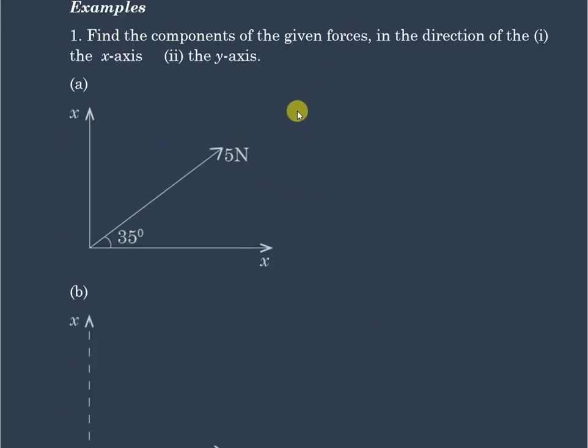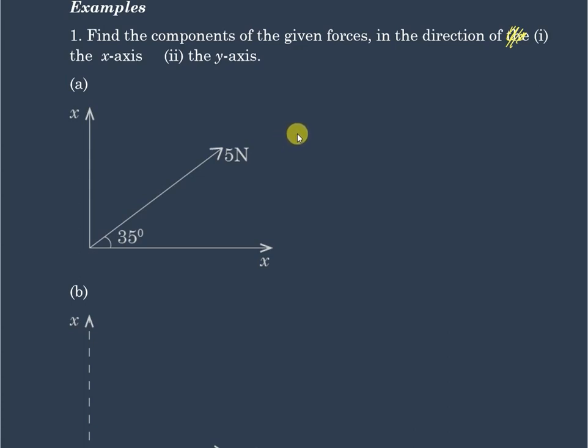We have an example here. Find the components of the given forces in the direction of the x-axis, then the other one, y-axis. I guess we need to cancel this statement here. This is the direction of Roman 1, the x-axis, Roman 2, the y-axis.